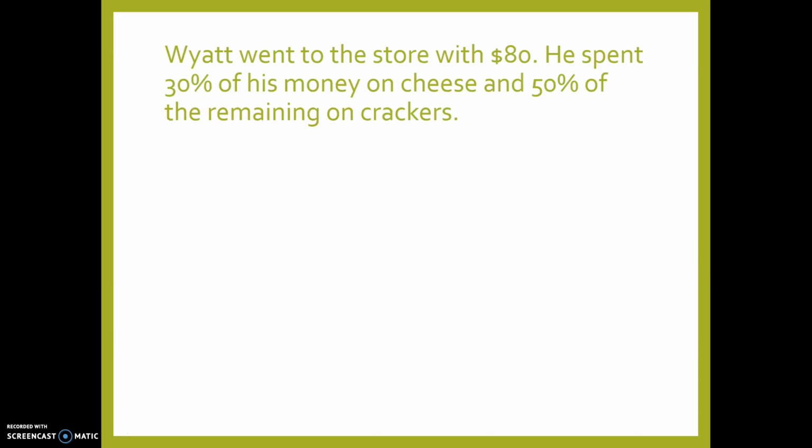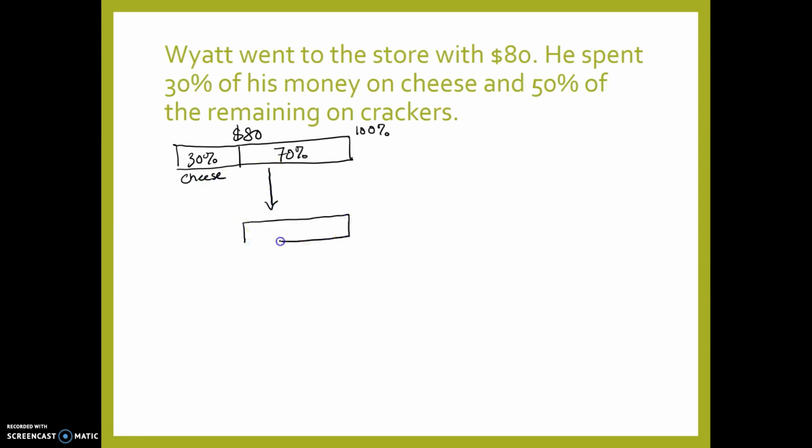Okay, so now we have Wyatt, who went to the store with $80. He spent 30% of his money on cheese and 50% of the remaining on crackers. So let's draw Wyatt's $80 here. And let's show that he spent 30% on cheese. If he spent 30% on cheese, that means the remainder that he didn't spend is 70%. Of that 70%, he spent 50% on crackers.